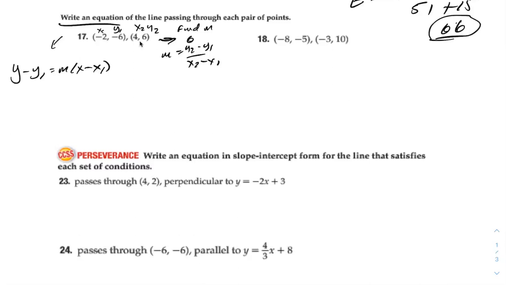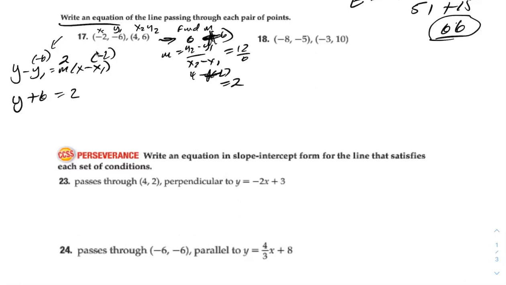So 6 minus -6. And then 4 minus -2. Double negatives all over the place. So 12 over 6, so 2. My slope is 2. Now again, it does not matter if you want to plug in x1, y1 or x2, y2. You get the exact same answer when all is said and done. So I'll plug in x1, y1, so I'll keep it all straight. Double negatives, I get y plus 6 equals 2 times (x plus 2).